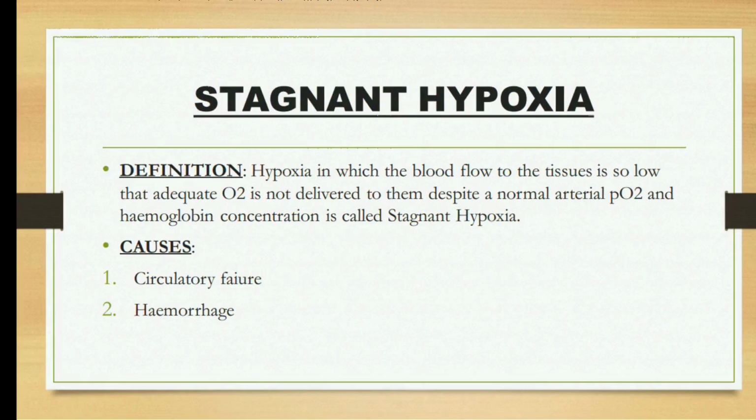Moving on to the next type, it is the stagnant hypoxia. Hypoxia in which the blood flow to the tissues is so low that adequate oxygen is not delivered to them despite the normal quantity present.